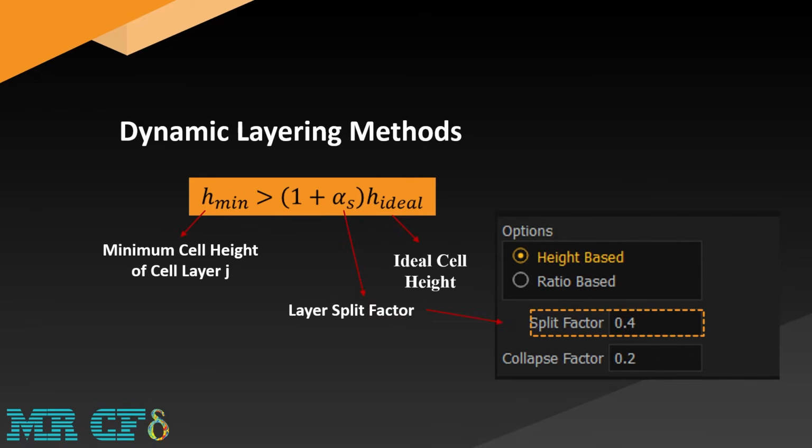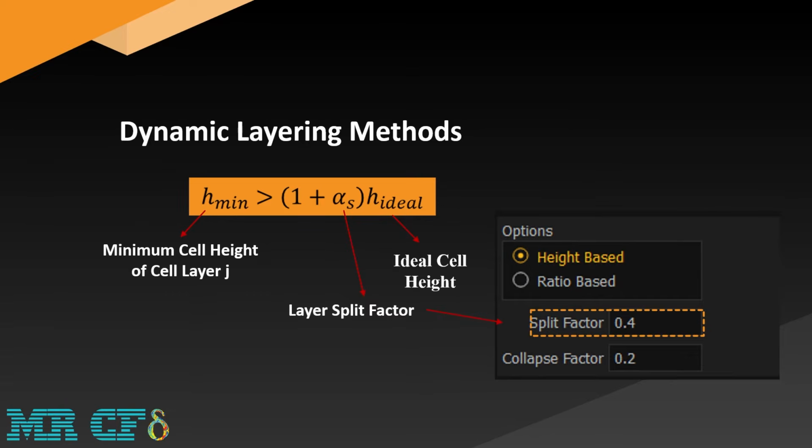Now, if the cells in the J layer expand, the height of the cells is allowed to grow until this condition is met. In the given equation, h mean is equivalent to the minimum cell height of cell layer J, and h ideal is equivalent to the ideal cell height, which can be a constant value or a function of time or even angle, and alpha s is equivalent to the cell division factor. The ideal cell height is determined in the mesh options section of the dynamic zones section.